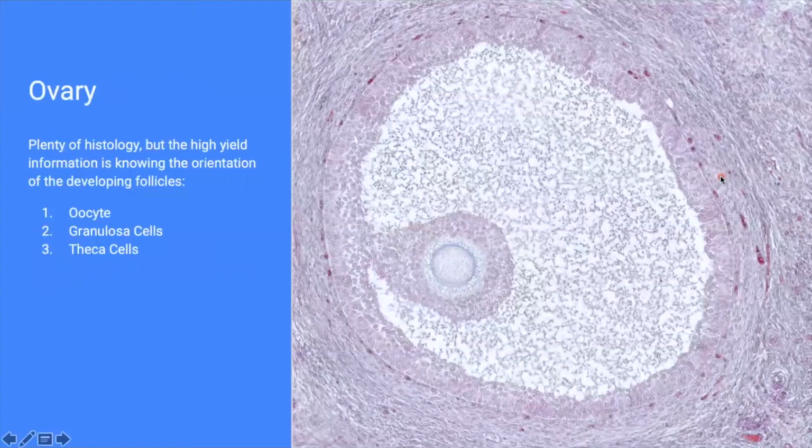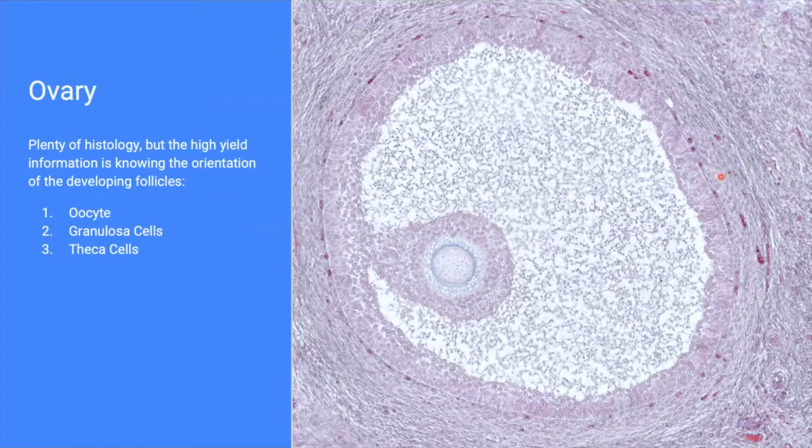And so now we'll switch over to female reproductive organs. So we'll start at the ovary. You could spend probably 3 hours memorizing what each developing follicle looks like at each stage, but I would say that that's relatively low yield for Step 1.